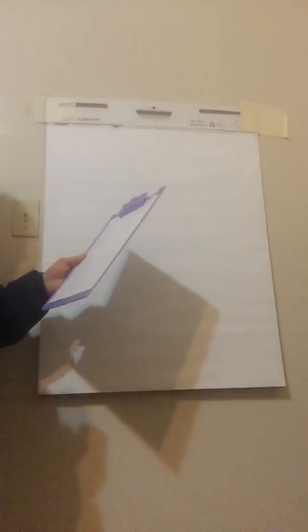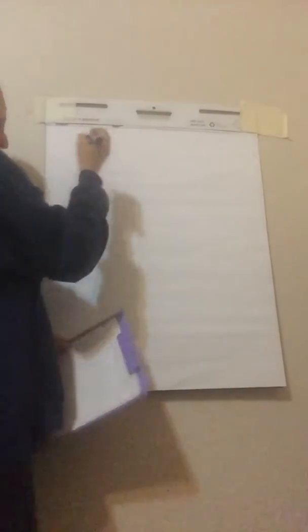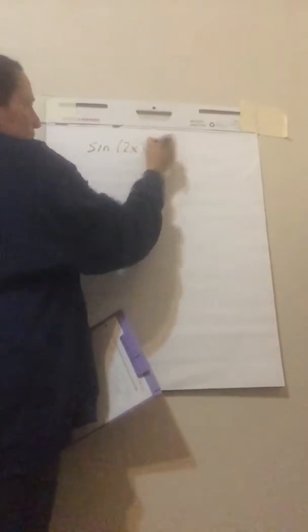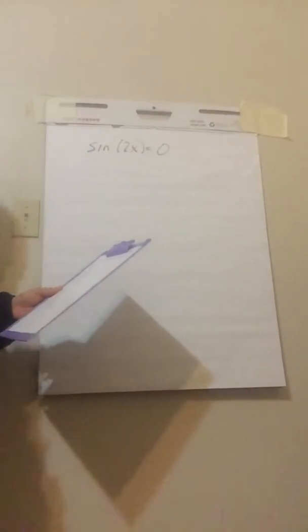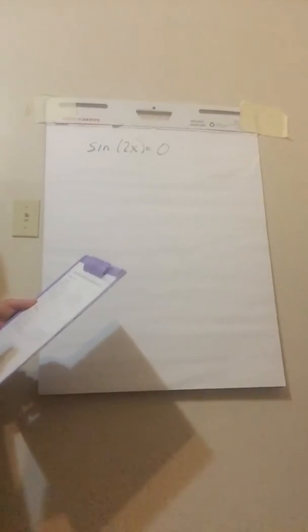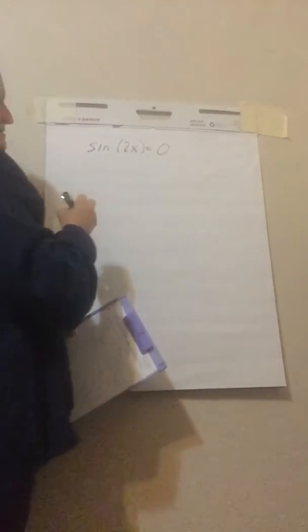All right, we're going to go ahead and do the same problem a different way, which is to make a substitution. So, solve the second way. We're going to have sine of 2x equals 0. We're still solving that one. This time, instead of using the double angle formula, we can make a substitution.